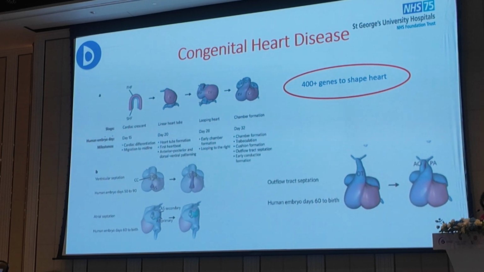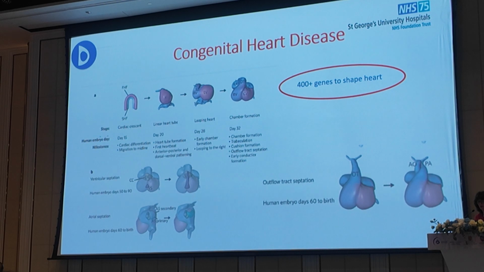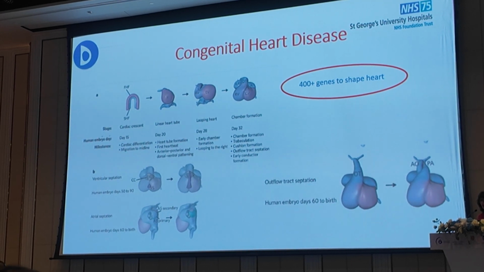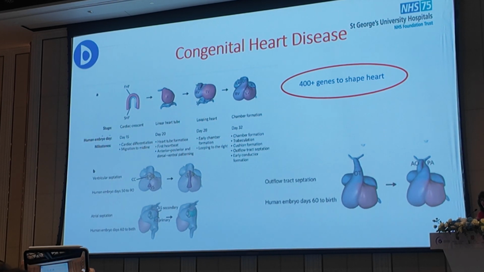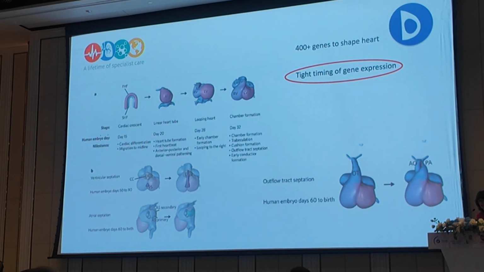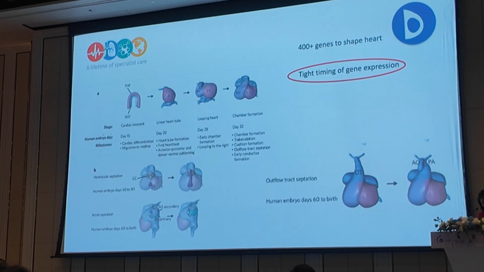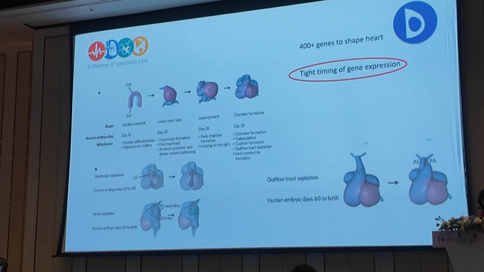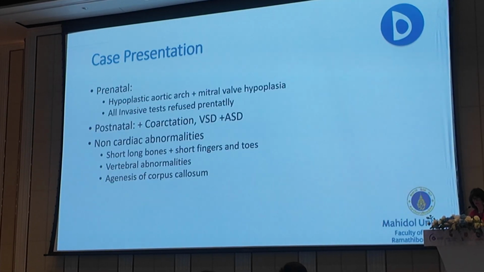Now, congenital heart disease is a very, very complicated process. To form the heart, remember we've got over 400 genes that are required to shape the heart, and that early looping of the heart requires very, very tight timing of gene expression. So there's a huge amount that has to come together very early on in embryological terms with gene expression to get your heart in the right place.